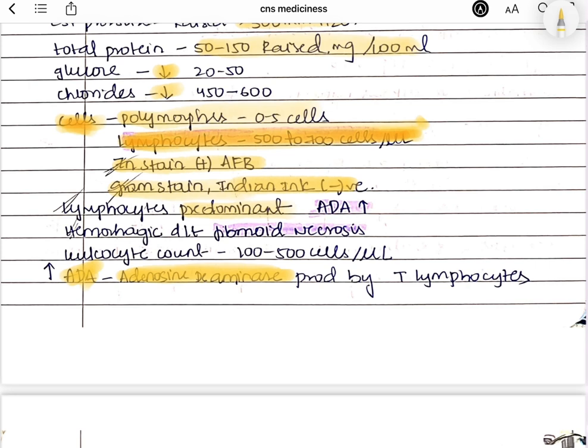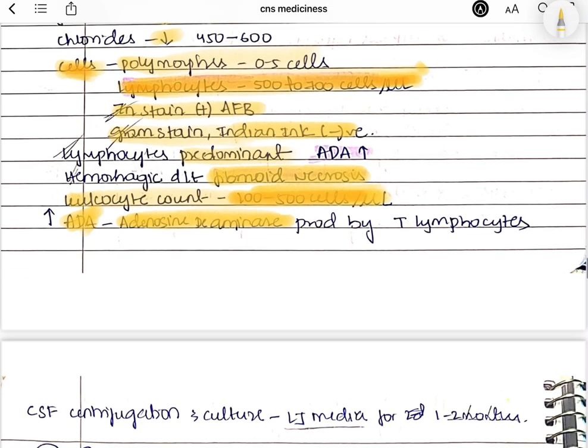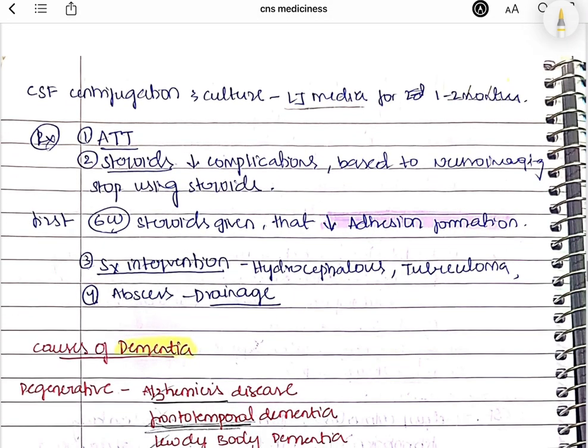Hemorrhagic lesions with fibrinoid necrosis can be seen, and the leukocyte count can be from 100 to 500 cells. Coming to CSF centrifugation and culture, it is done in LJ media for 1 to 2 months. For treatment, you can give anti-tubercular therapy, and steroids are given to prevent adhesions.